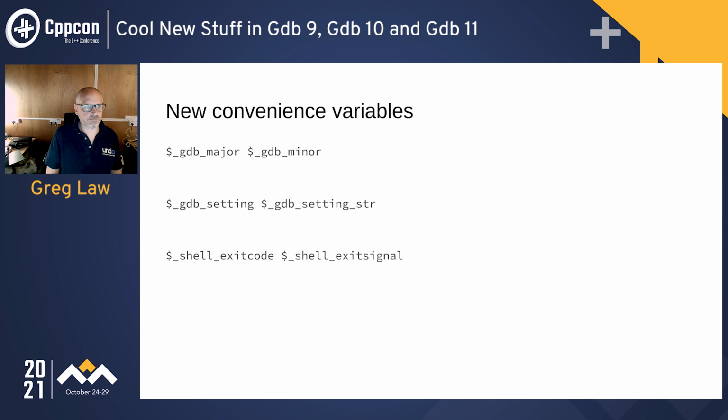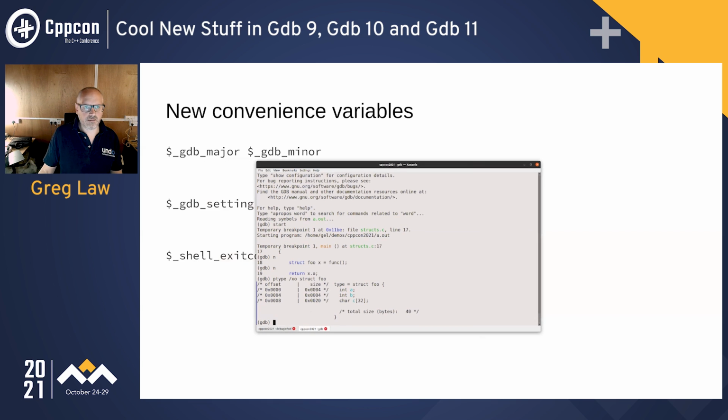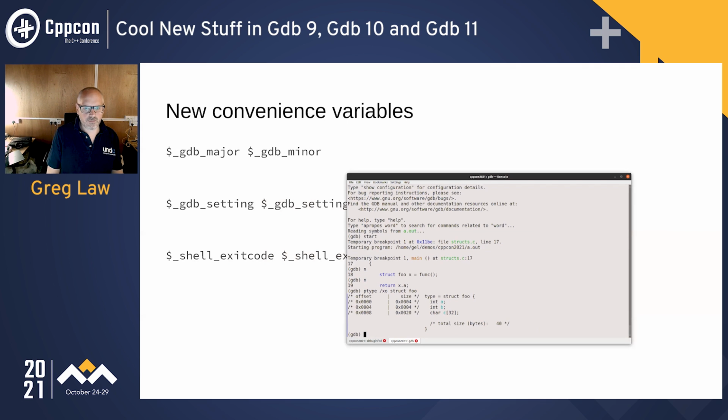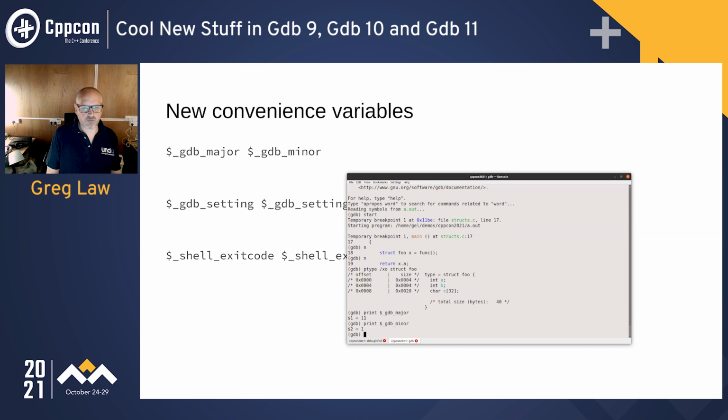All right. There are some new convenience variables. So these can be quite useful, again, if you're doing user-defined commands for your team, and different people are on different versions. I can print the GDB major version like that. So that's quite good. Obviously I can use that conditionally to use features when they're available in later versions, but not cause my scripts to upset people using older versions.